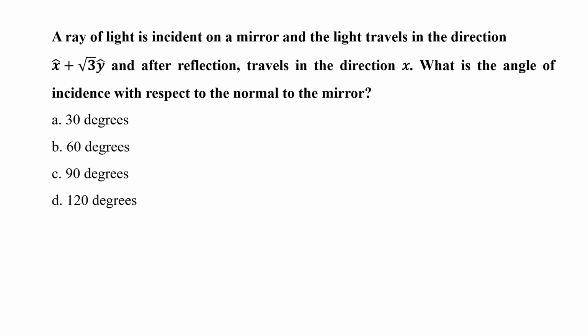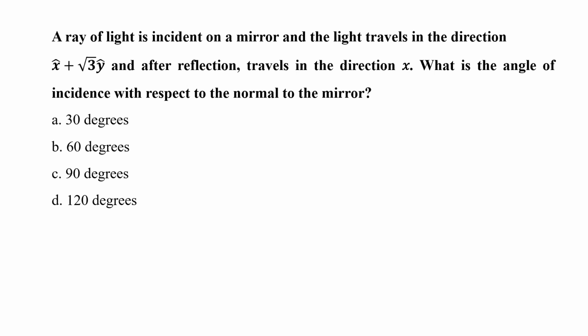A ray of light is incident on a mirror and the light travels in the direction x plus root 3 y, and after reflection travels in the direction x. What is the angle of incidence with respect to the normal to the mirror? A. 30 degrees, B. 60 degrees, C. 90 degrees, or D. 120 degrees.